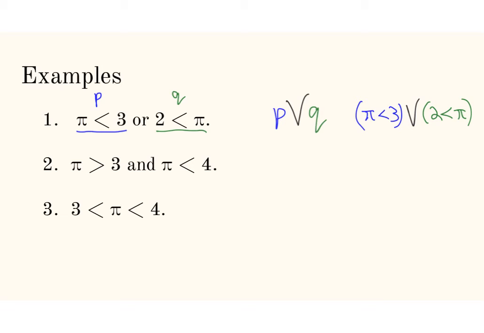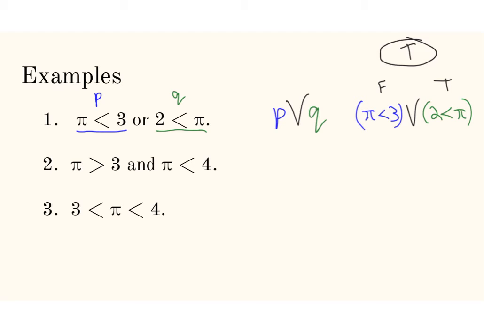Okay, let's talk truth values for a moment. Pi is less than 3, that's false. 2 is less than pi, that's true. I have false or true, that turns out to be true according to the truth table we looked at on the previous slides.